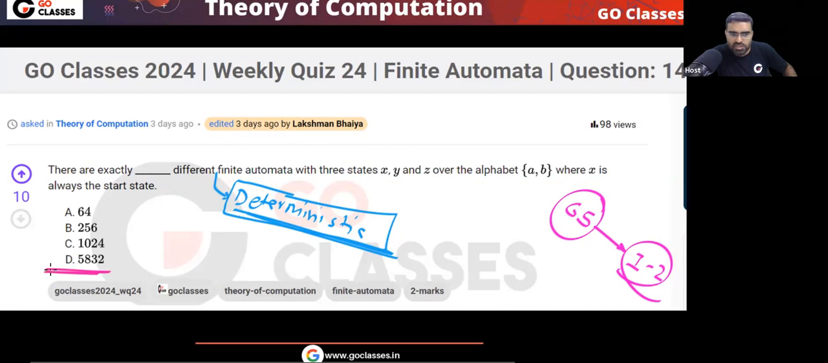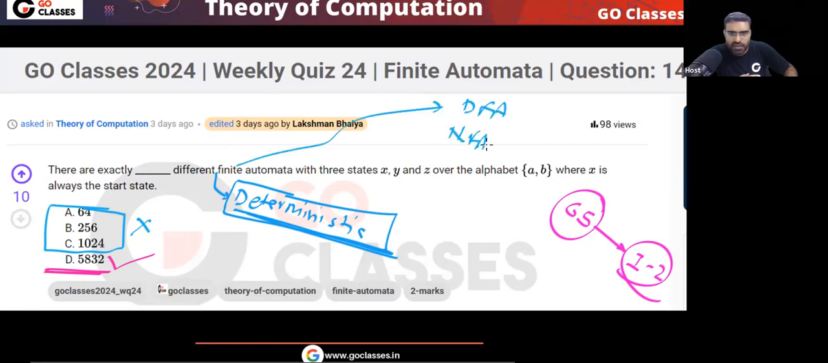So you can easily notice that answer will be option D, because no other option is possible. See, whether you consider DFA or NFA, these options are never possible. In this finite automata, when you consider DFA, answer will be option D. If you consider NFA, then number will be more than this. But this is not in the option. So that is the reason answer will be option D. Okay. So this is your complete analysis of this quiz.